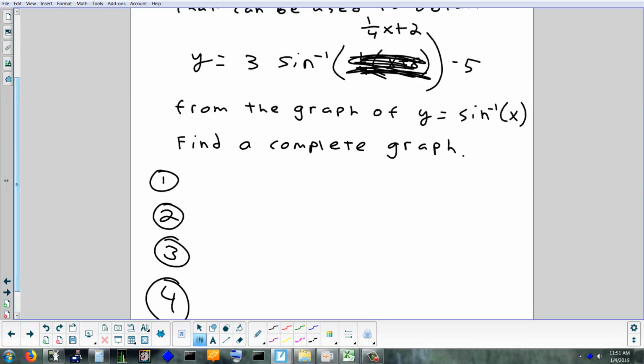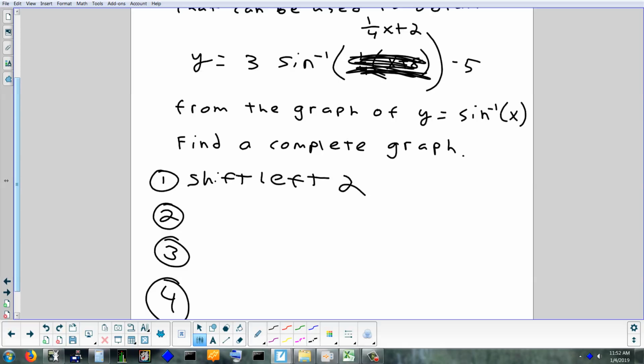What's the plus 2 going to do? It's going to move it to the left or right. Which way? The other way. Left. There you go. How many? 2. Shift left 2. Good. First thing. What's the second thing that's going to happen?